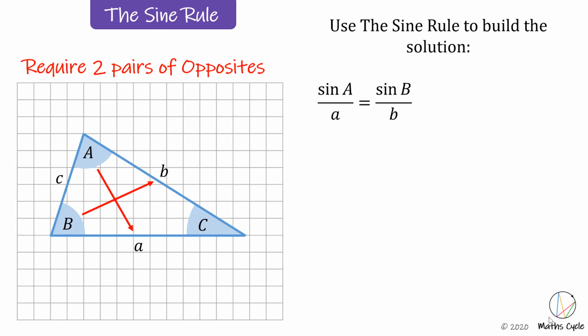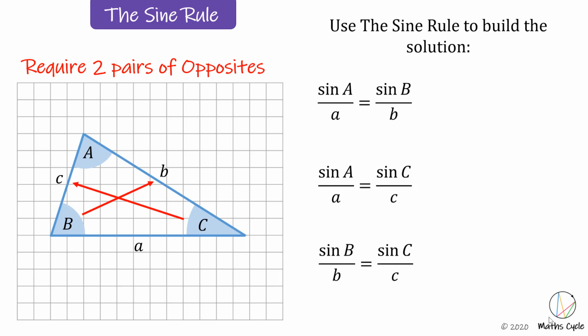Now you can also use another two pairs of opposite sides. You could use the angle A opposite the side A with the angle C opposite the side C. In that case, the sine rule will tell us that the ratio of the sine of the angle A over the side A equals the sine of the angle C over the side C. Or you could use the angle B with the side B and the angle C opposite the side C. The sine rule would then tell us that the sine of the angle B over the side B is the same ratio as the sine of the angle C over the side C. Okay, so the sine rule is all about providing one ratio equal to another ratio, equivalent ratios.